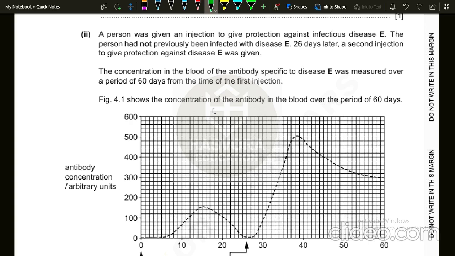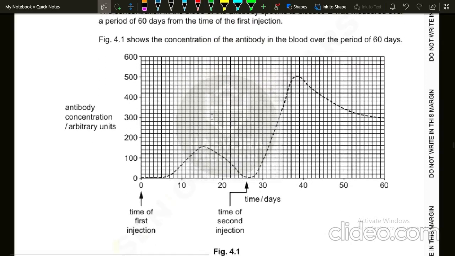So the concentration in the blood of the antibody specific to disease E was measured over a period of 60 days from the time of the first injection. Figure 4.1 shows the concentration of the antibody in the blood over the period of 60 days. So they have given us the whole time period when one injection was given and then the second injection was given.